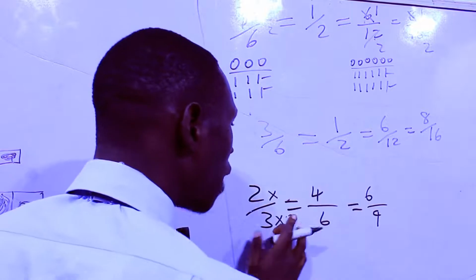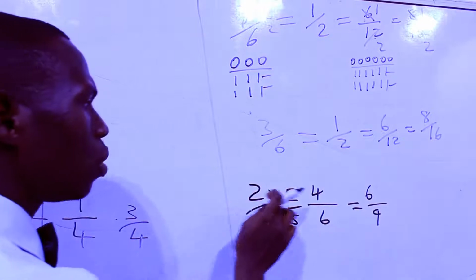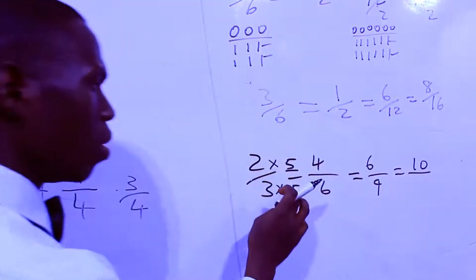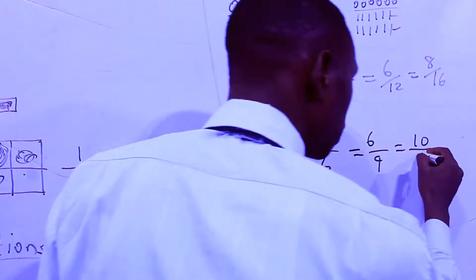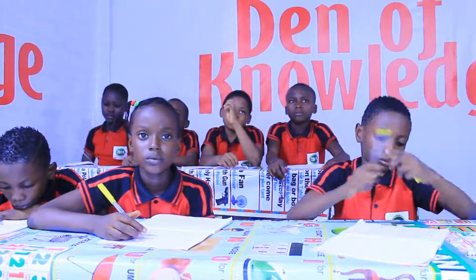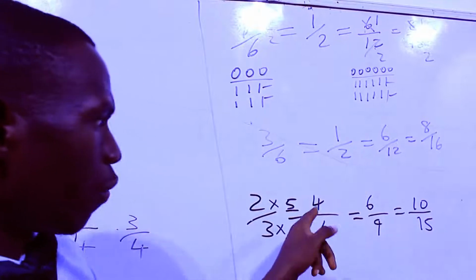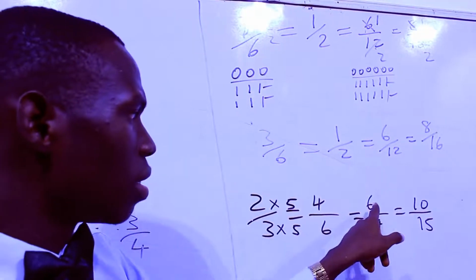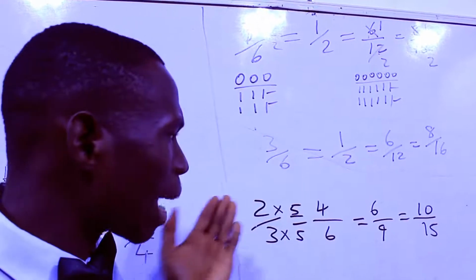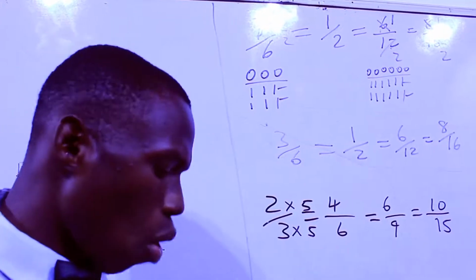I can use 5 this time around. Let's go with 5 and 5. 2 times 5 is 10, all over 3 times 5 is 15. So these are the equivalent fractions of 2 over 3: 2 over 3, 4 over 6, 6 over 9, 10 over 15. If I want more, I can put more numbers and multiply. As you continue multiplying, you'll be getting more equivalent fractions.